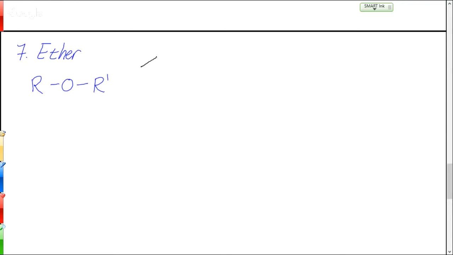So for some examples, you could have things like this. This one's called diethyl ether. It looks like a bat, but it's actually got an O in the middle and then 2 carbons on either side.